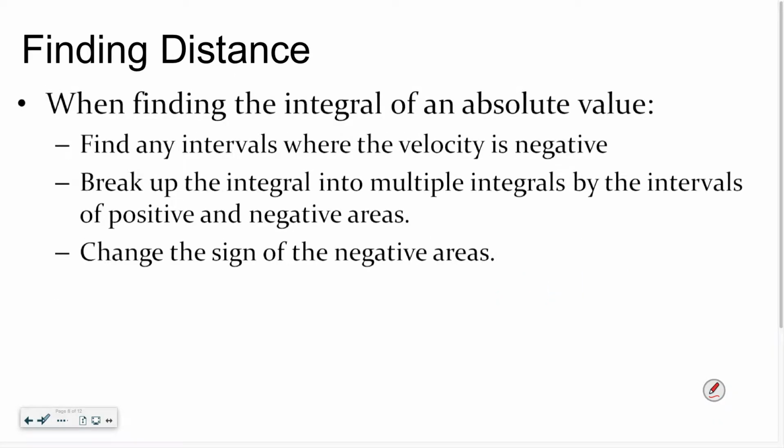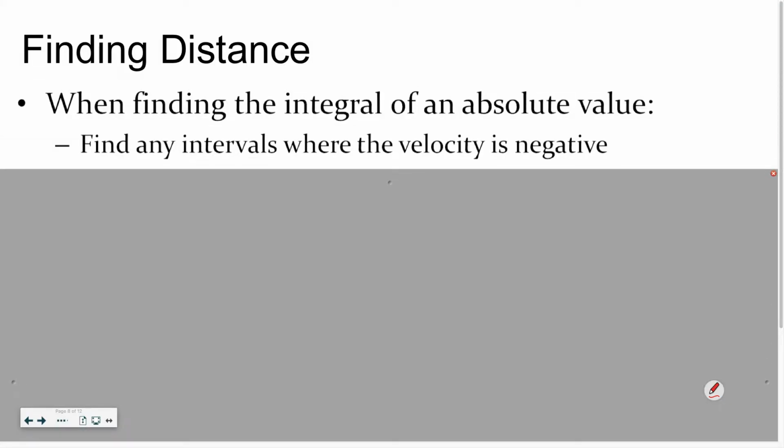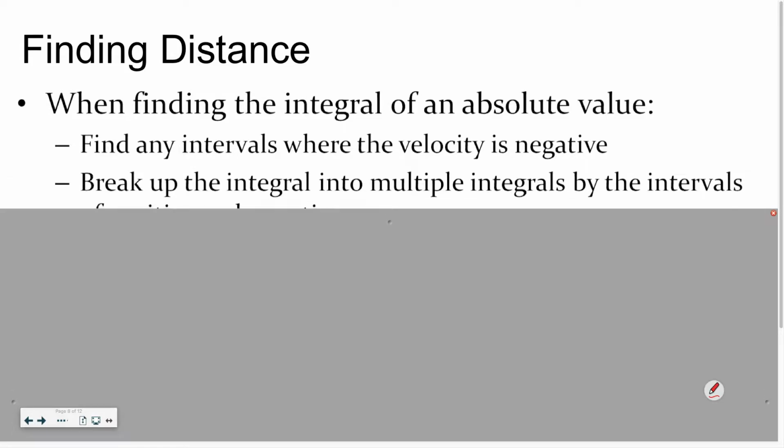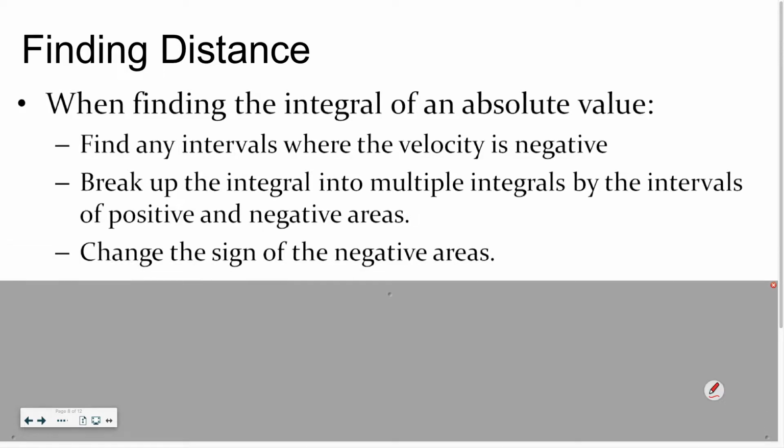Okay, so you need to find the zeros of the velocity so you can find intervals where the velocity is negative, so that instead of taking an integral of an absolute value, you can break up into multiple integrals of positive areas. So in other words, you're going to figure out where the velocity is going to give you negative area and change it to be positive.